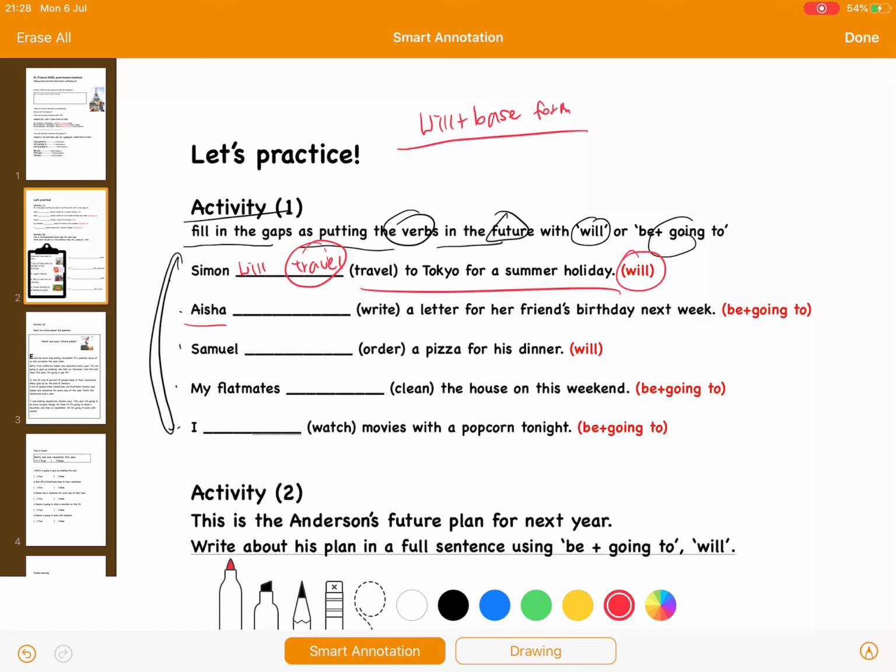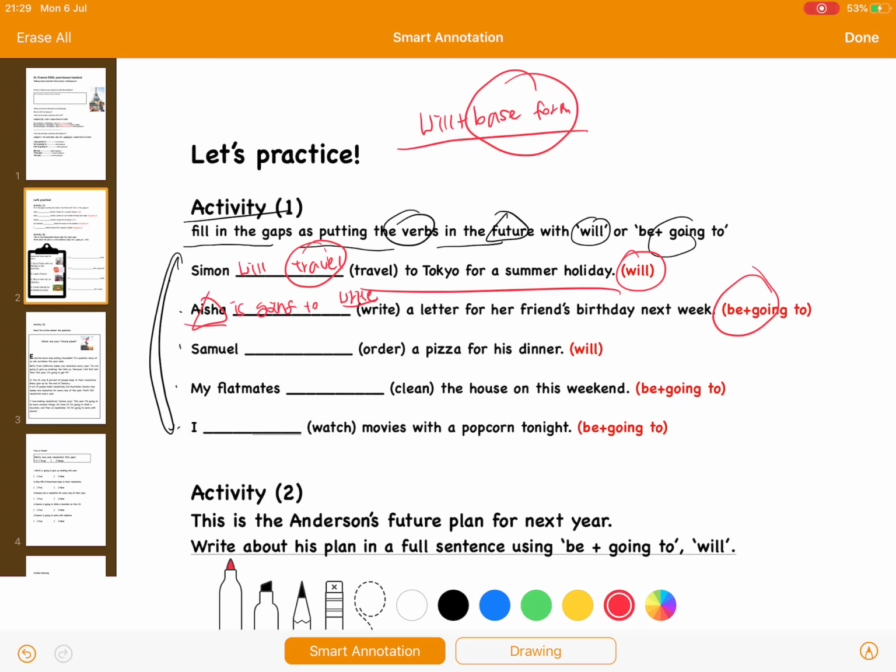Aisha write a letter for her friend's birthday next week. We need to use be plus going to in this sentence. Aisha is singular, so Aisha is going to, future plan, and we need to stay with the base form. Aisha is going to write a letter for her friend's birthday next week. Very good. Now let's move on.